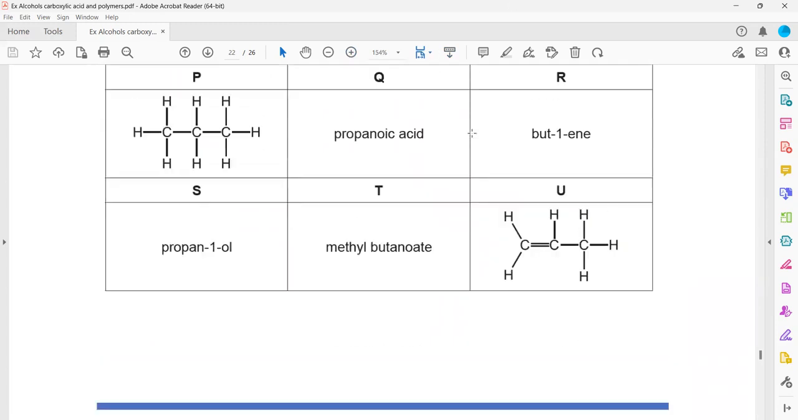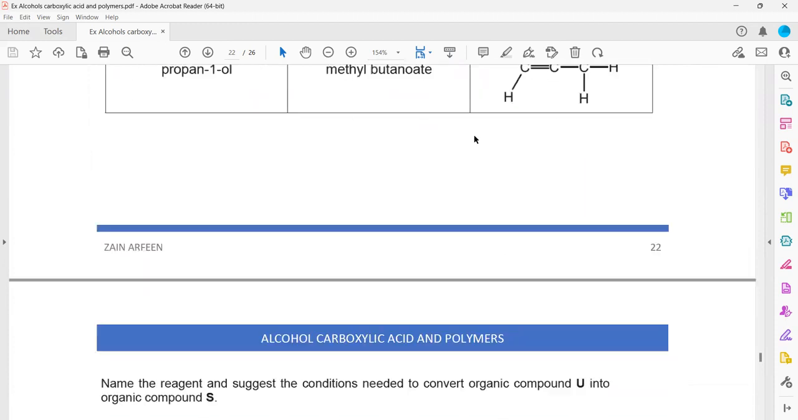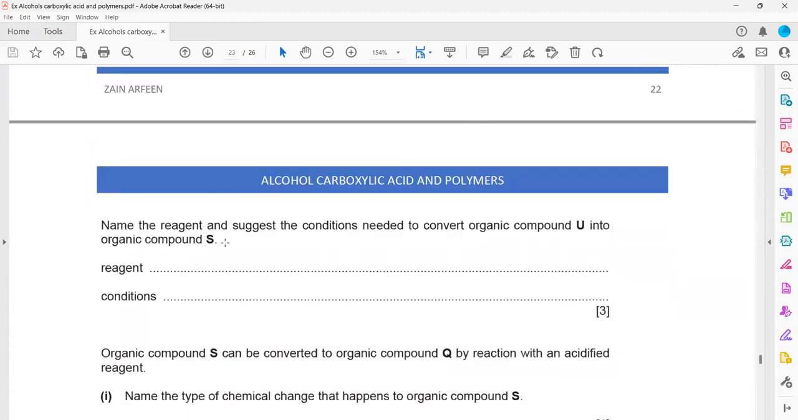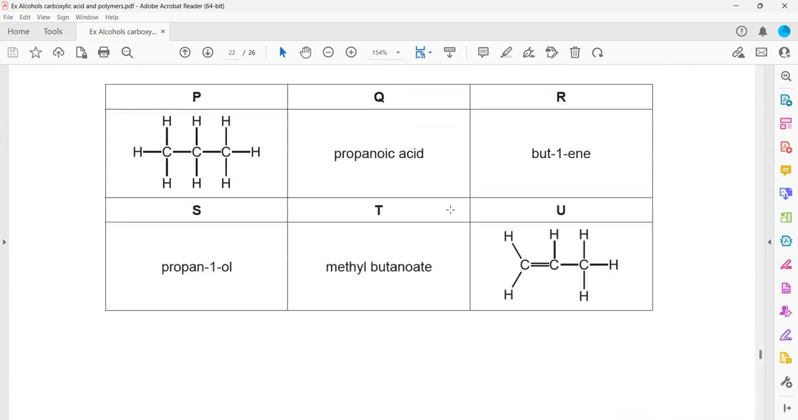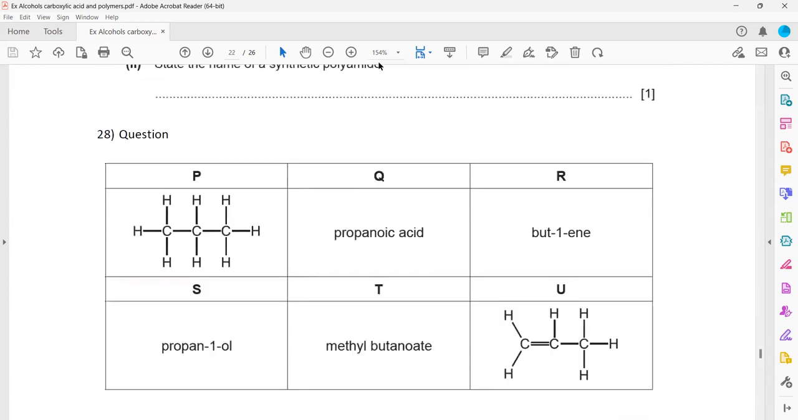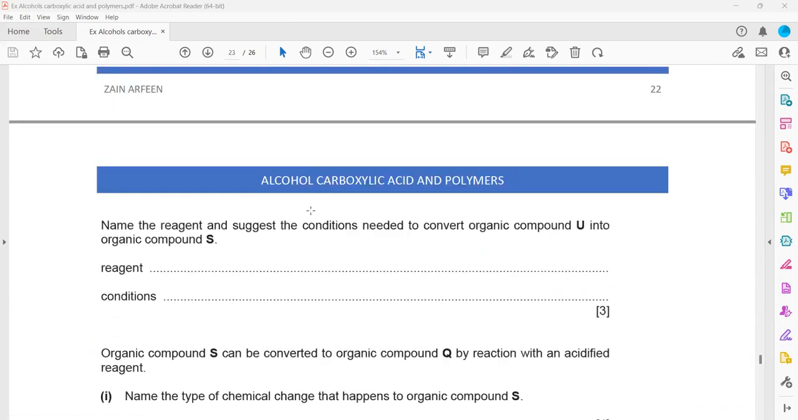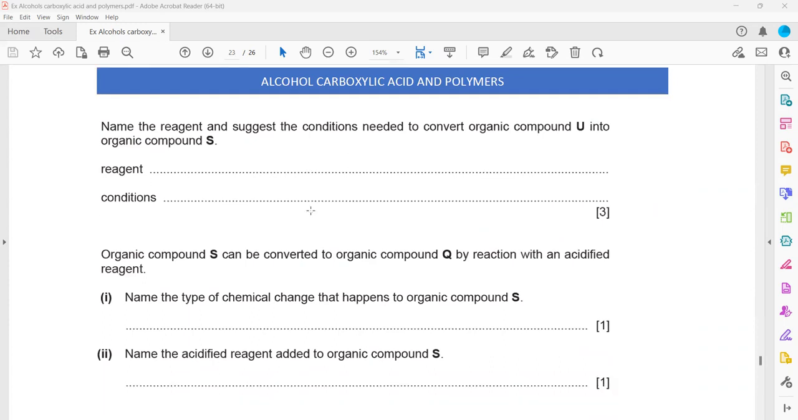In question 28, the structures are given for different compounds. Name the reagent and suggest the condition to convert U into S. So we want to convert U. U is an alkene. The alkene is being hydrated, so steam is required. U to S means we want to add water to convert the alkene.